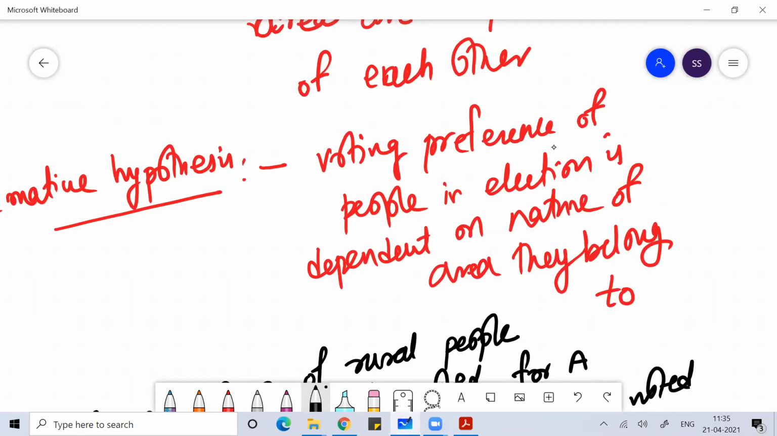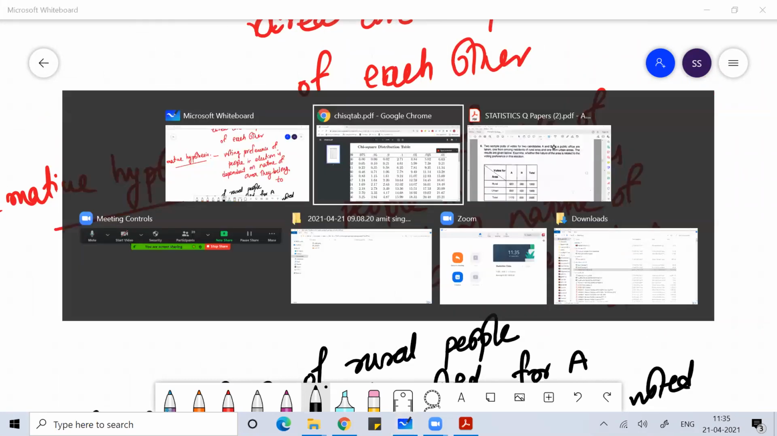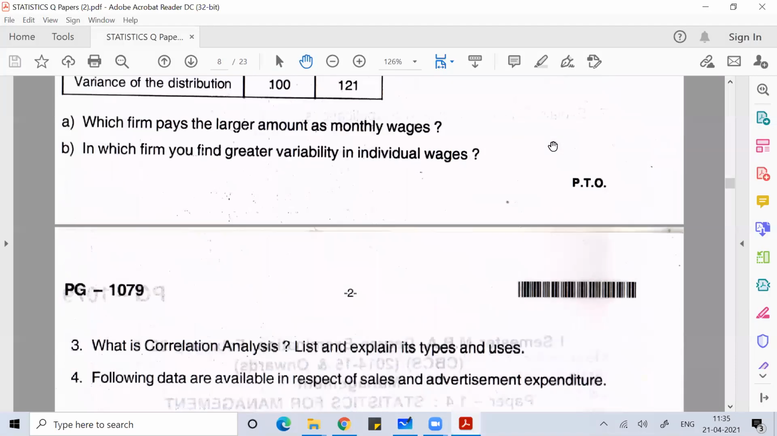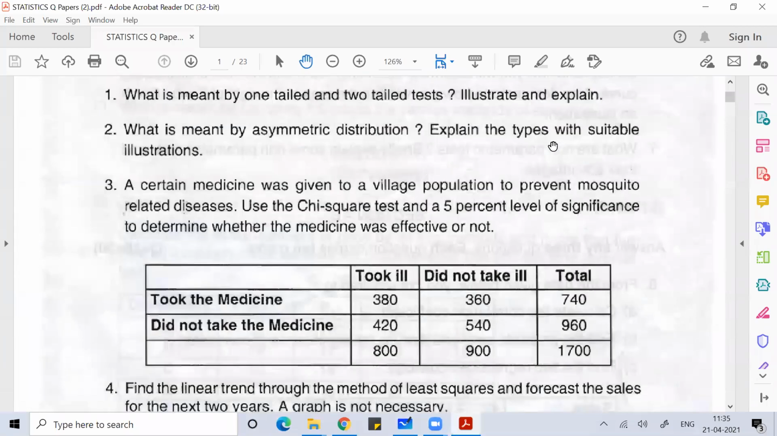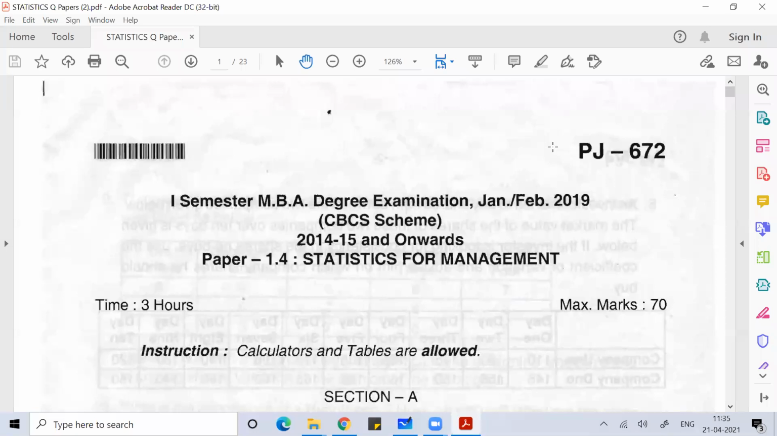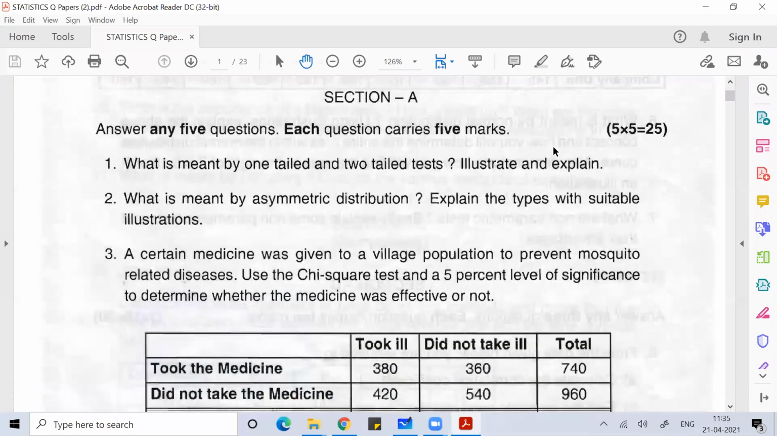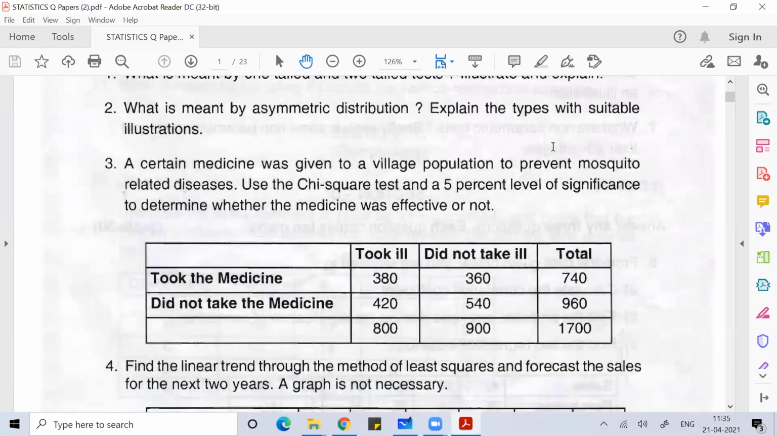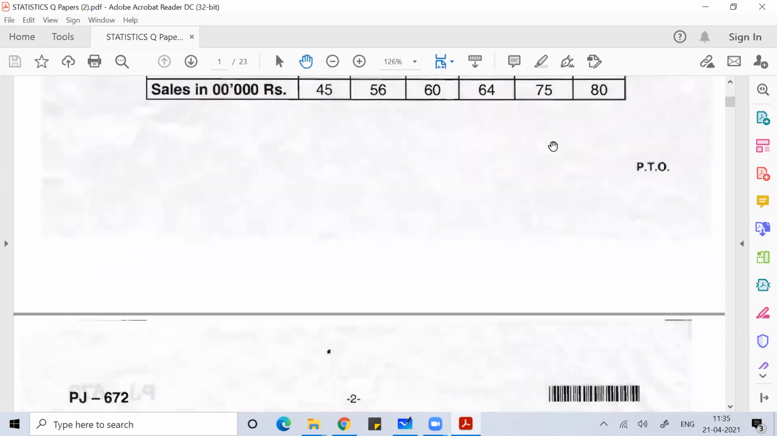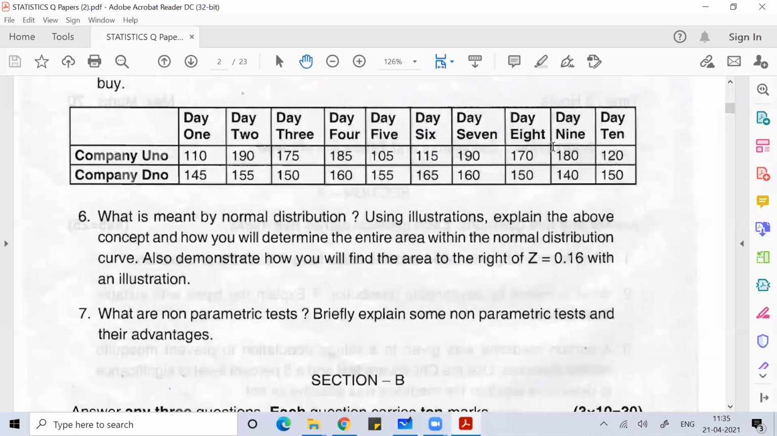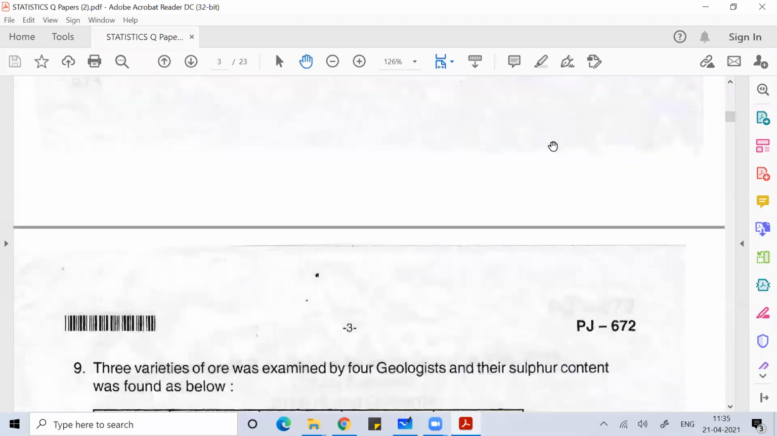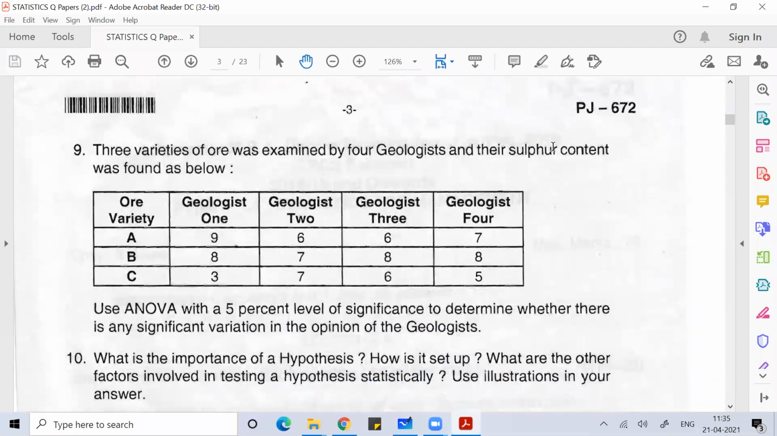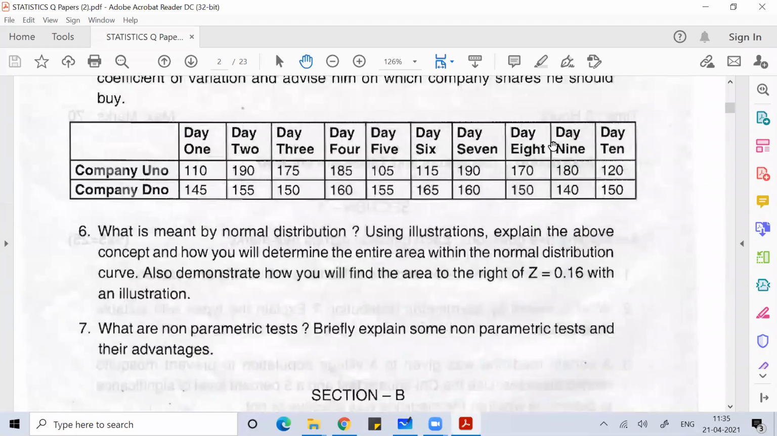Very simple. If you see your question paper, I have done all the problems of chi-square. This problem we already did in the first class. It is only a 5 marks question, and that too so easy. So you should start solving this question first. Nothing can be easier than that.